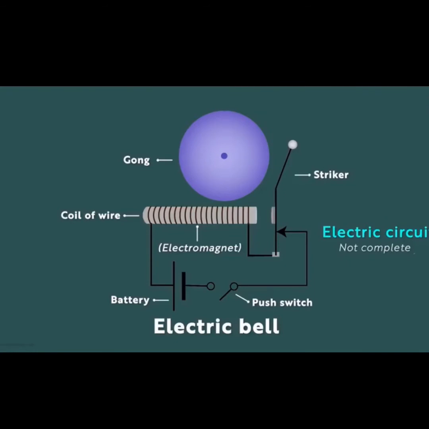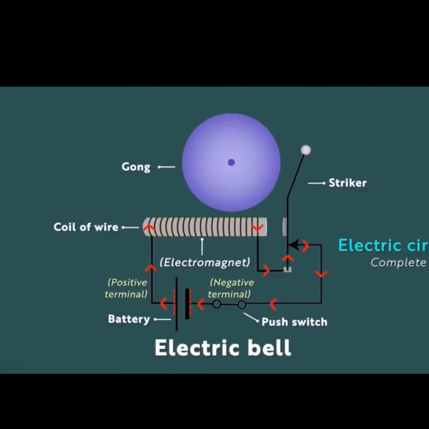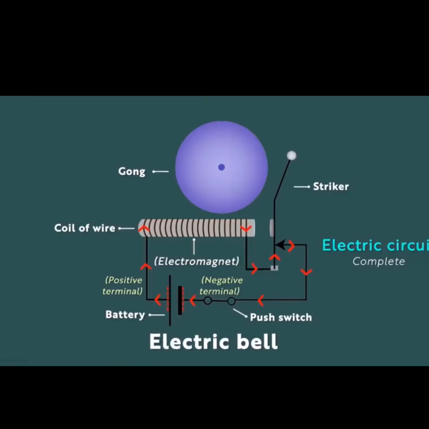Now this is an electric circuit, but it's not a complete circuit. Why? Because we didn't connect the switch, or we didn't push the switch. Now we are going to push the switch. Now when we push the switch, the circuit will be complete and the current will start to flow from the positive terminal to the negative terminal. When the electricity passes through the coil of wire, the piece of iron becomes an electromagnet.